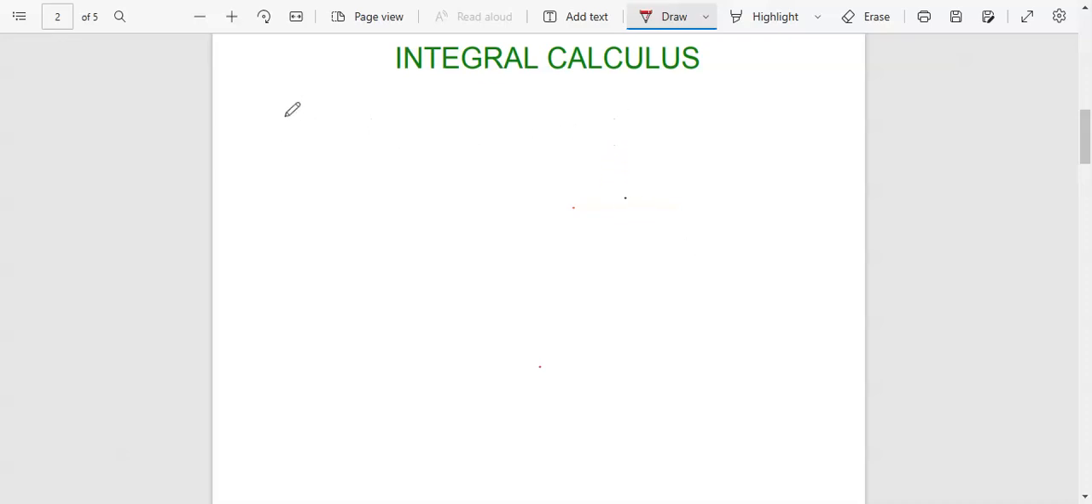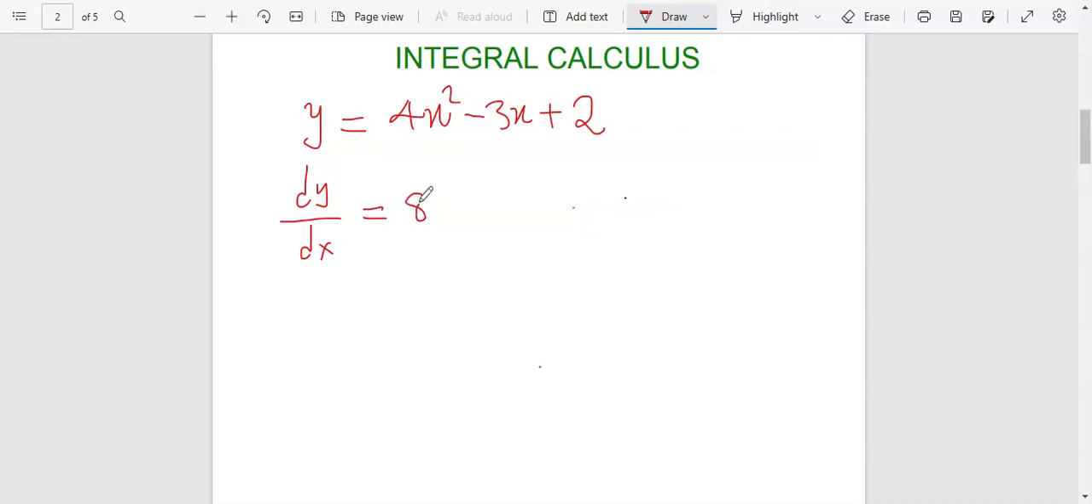So integral calculus, or integration. Integration is basically the opposite of differentiation. Let's say you have a function y equal to 4x squared minus 3x plus 2, and they ask you to differentiate this. You know that the derivative dy over dx is going to be equal to: you get the power multiplied by 4, that becomes 8, you reduce the power by 1, and then minus 3, right?